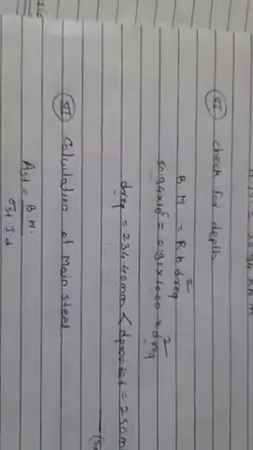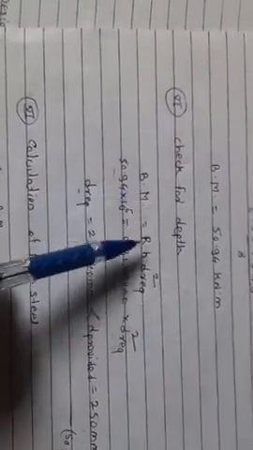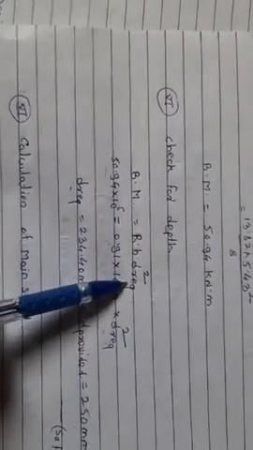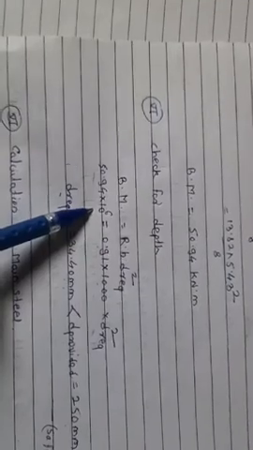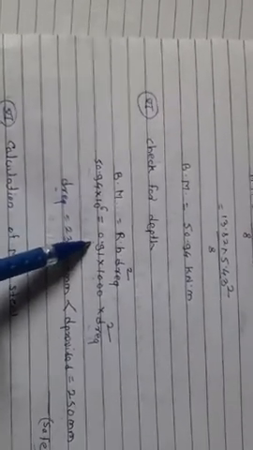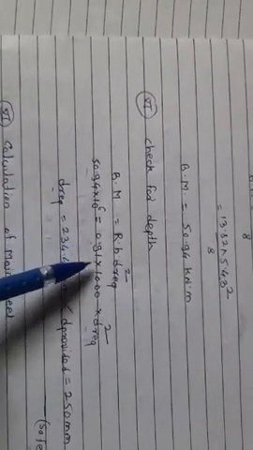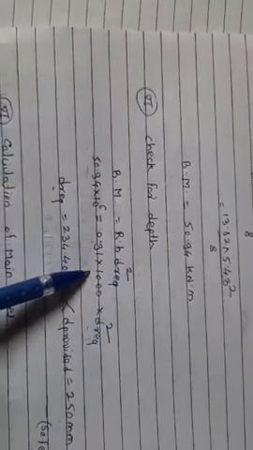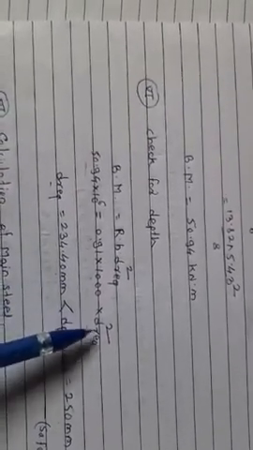Now the next step is to check the depth from the bending moment consideration. Bending moment is equal to R into B into D square. Bending moment is 15.94 into 10 to the power 6 Newton millimeter. R is your constant for moment of resistance, 0.91. B is again 1000 millimeter. D is the value we have to find out.